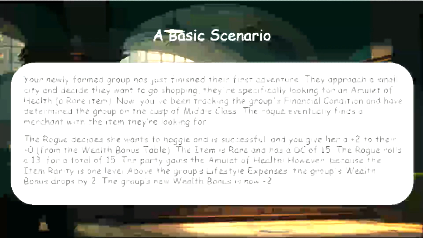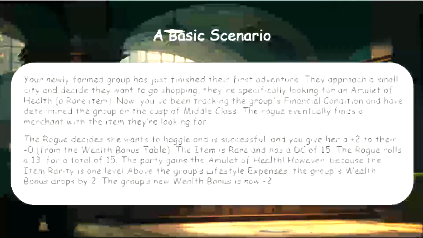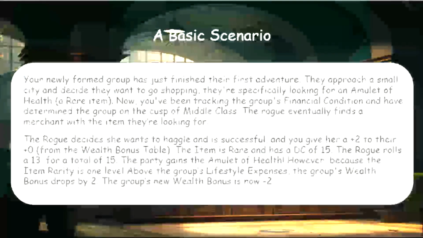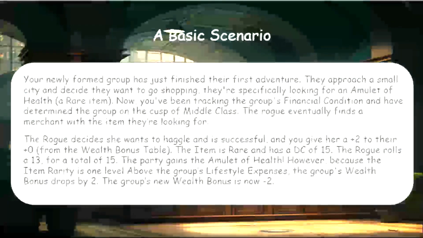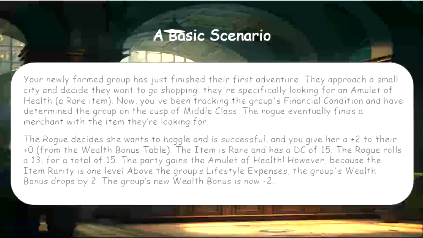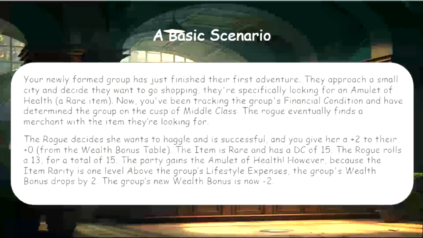So here's a basic scenario that popped up for us in our group. You've got a newly formed group, and they've just finished their first adventure. They approach a small city and decide they want to go shopping. Now they're specifically looking for an amulet of health, which is a rare item. Now, as the DM, you've been keeping track of the group's financial conditions, or maybe one of the players has been keeping track of the group's financial conditions. And you've determined that the group is on the cusp of middle class.